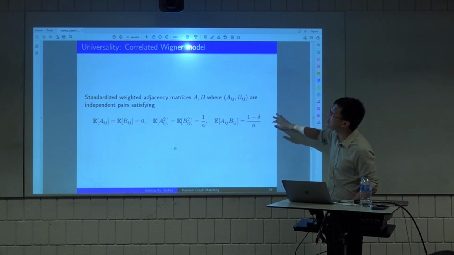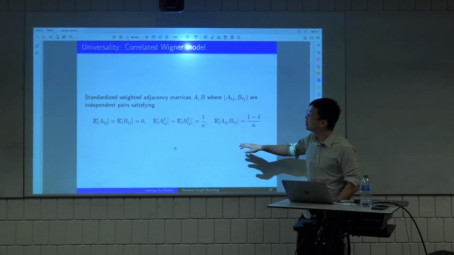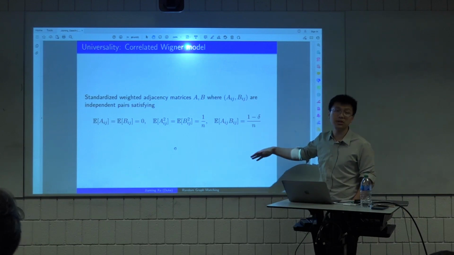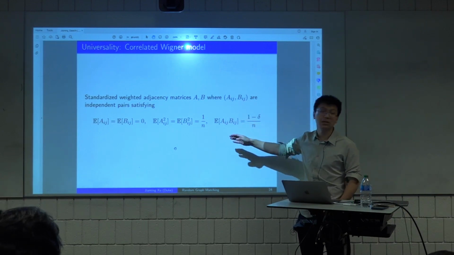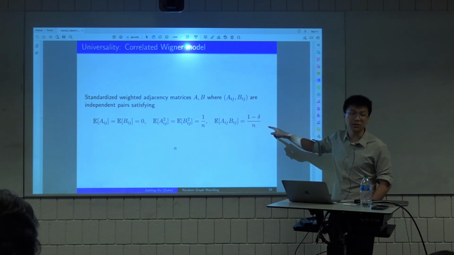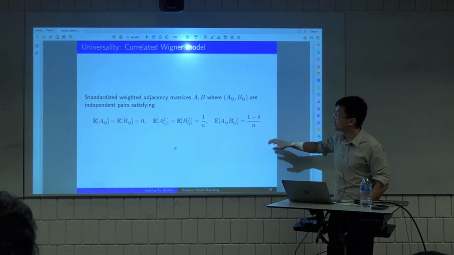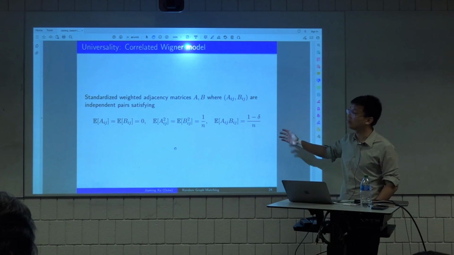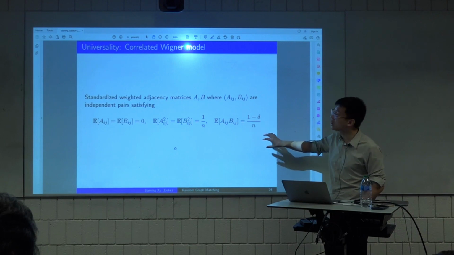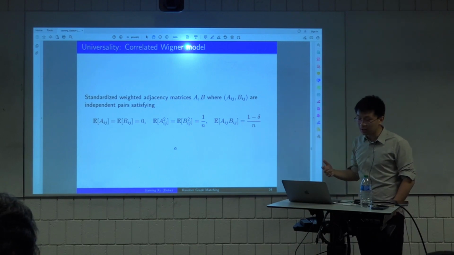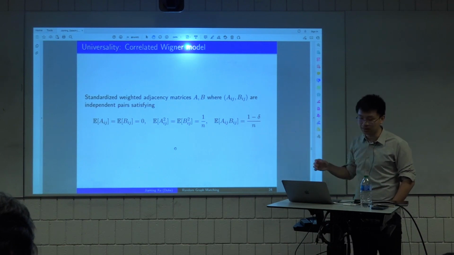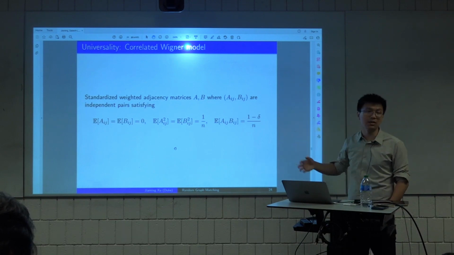So it turns out that our analysis actually holds for more general settings. As long as Aij and Bij are independent pairs, and after centering they have zero mean, the variance is 1 over n, and the correlation is 1 minus delta over n. So delta is the fraction of defaulted edges, okay? I should say there should be some assumptions on the higher moments of Aij and Bij, which I'm not showing here, on how the higher moments should grow. But as long as these higher moments grow nicely, then all the analysis will go through.